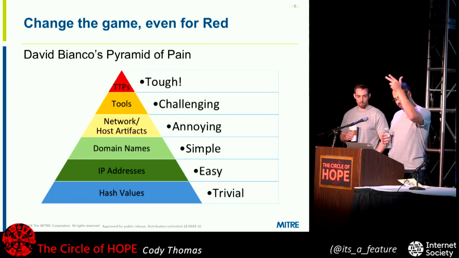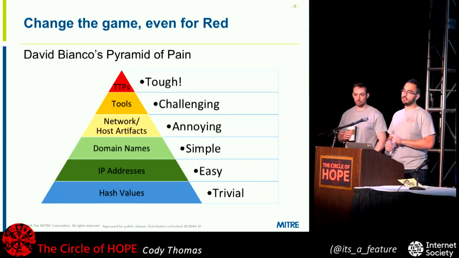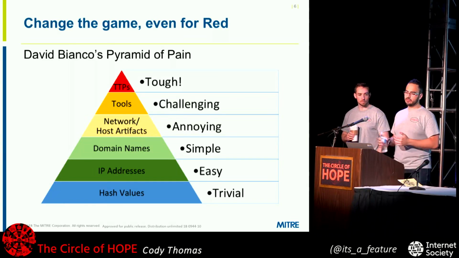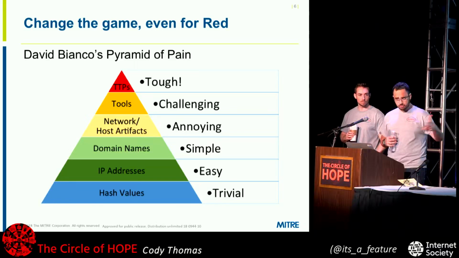But as we traverse this pyramid to the top, we start seeing things like network and host artifacts getting a little annoying to change. And also tools. And the toughest thing for an adversary to change are their TTPs. There are several reasons for this, but simply put, there's a finite number of ways that Windows will allow you to do remote execution of code, for example.